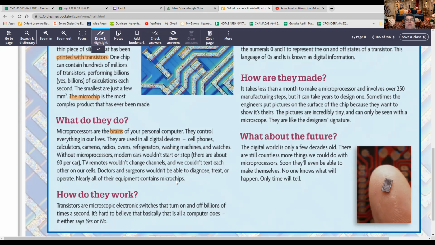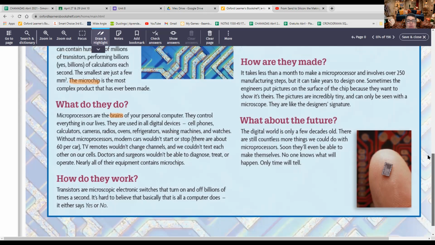So it's everywhere. How can something that is so common be so difficult, so complex? Wow. Imagine. And who produces them? Who makes them? So first, how do they work?